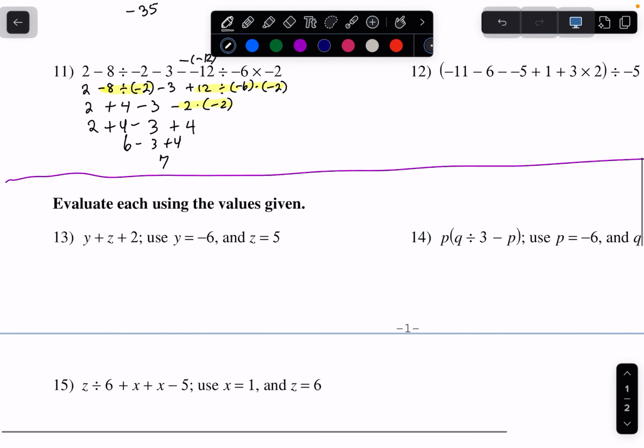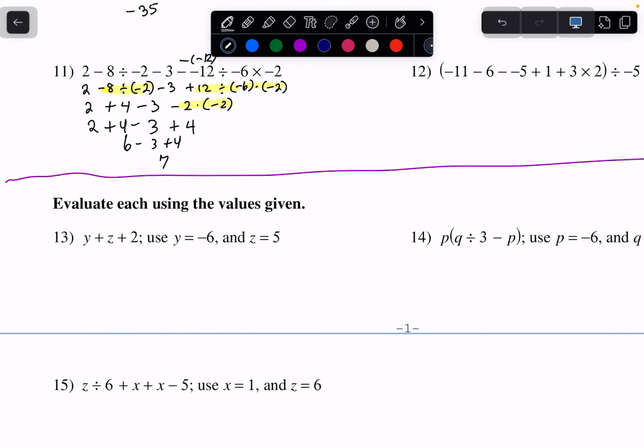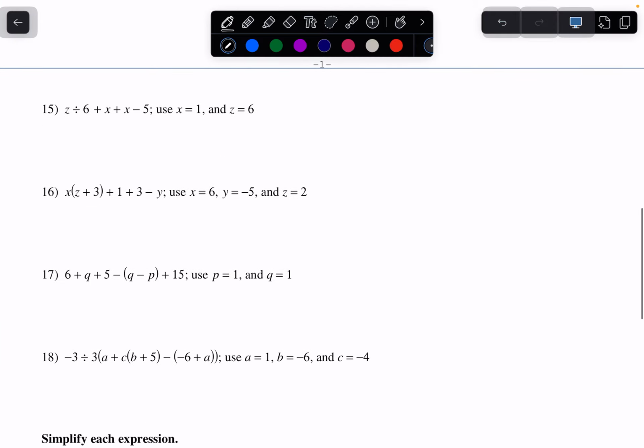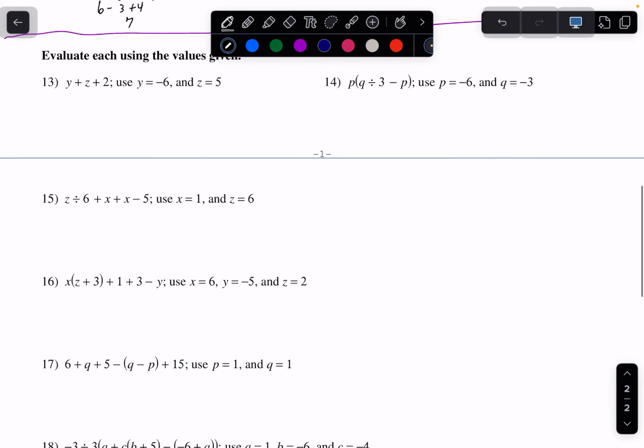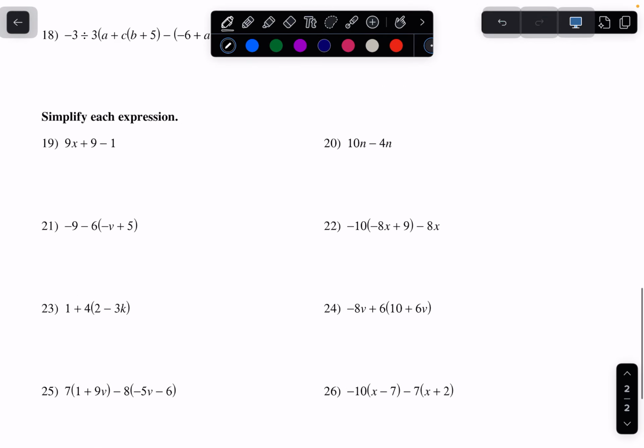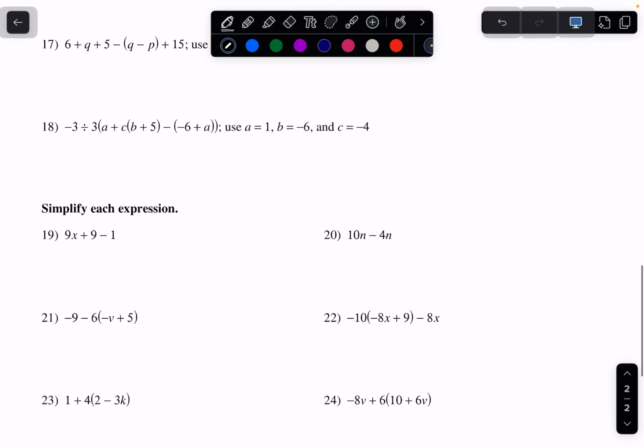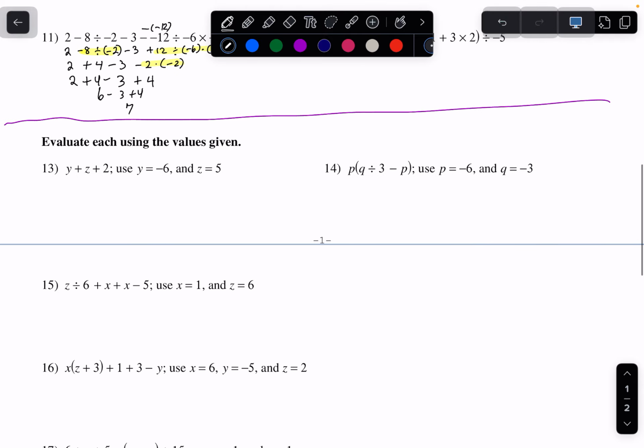So now, part 2, or day 2 of our algebra review for Algebra 2, is substituting into expressions and some more complicated simplifications. So we're going to do these odds together at this time, okay?